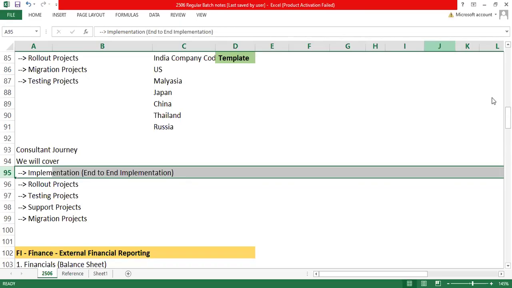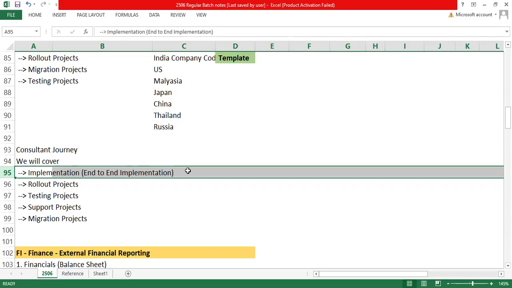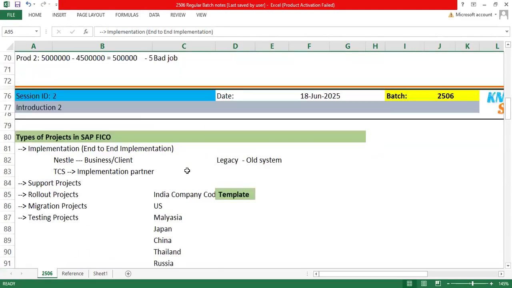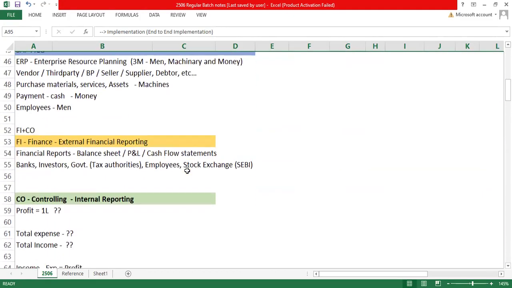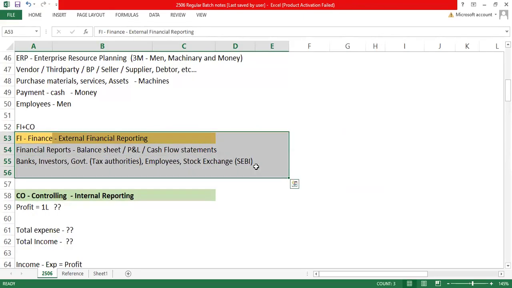Okay. Now, for us to understand further, yesterday we were talking about whenever we want to implement the FI/CO module particularly. FI is all about your external financial reporting. Whenever we talk about external financial reporting, it means the companies want to bring their financial statements from the system. What are the basic and important financial statements that we need to extract from the ERP system? That is your profit and loss account.